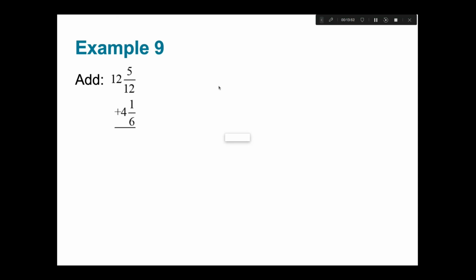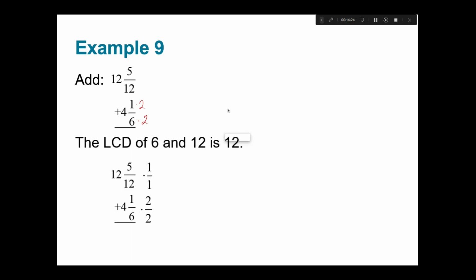So when we have 12 and 5/12, and we're adding 4 and 1/6, what would be our common denominator? 12. So do I have to change my first mixed number? Nope. Am I changing my second one? Yes. What do I take 6 times to get to 12? So whatever I do to the bottom, I also have to do to the top. So that becomes 2/12.